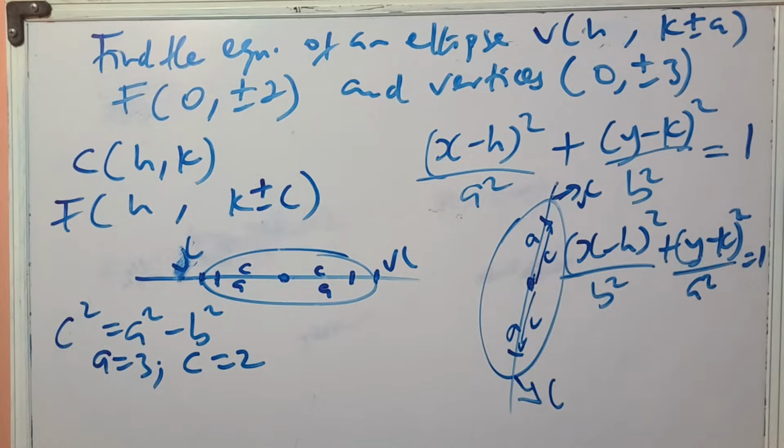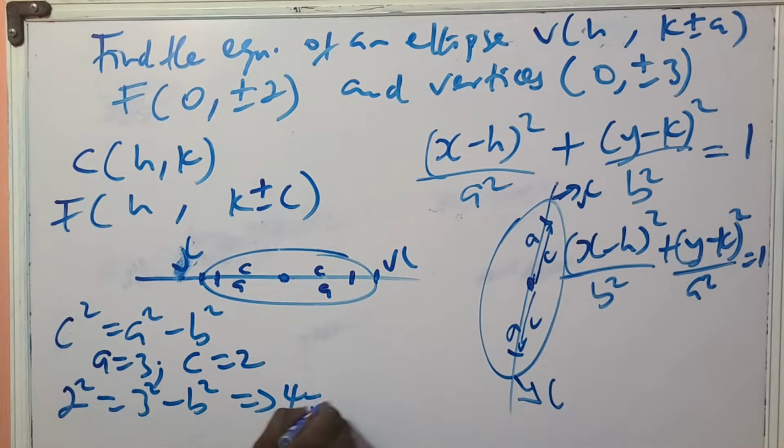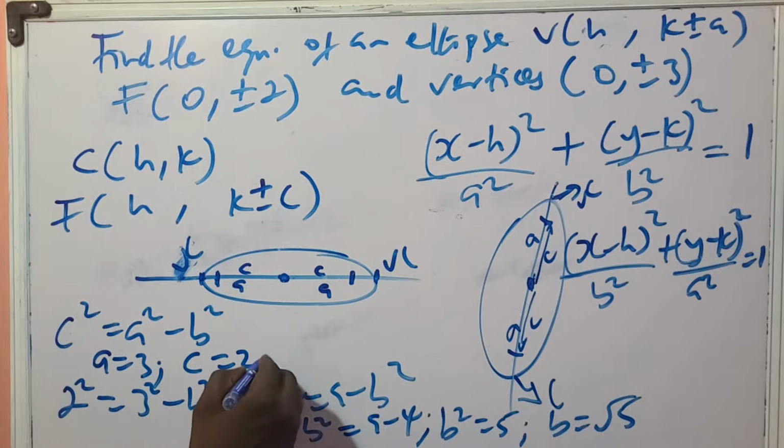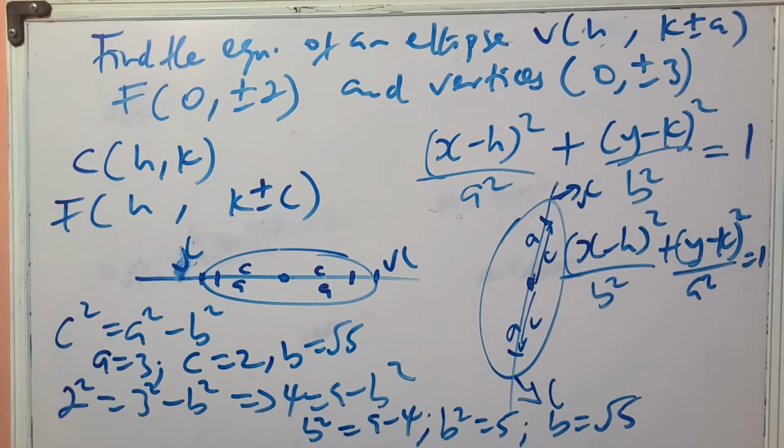So my C square, which is 2 square, will be equals to 3 square minus B square. That will be 4 equals to 9 minus B square. That means B square will be equals to 9 minus 4. That means B square is equals to 5. That means B is equals to square root of 5. So I've gotten my A, B, and C. A is 3, C is 2, B is square root of 5. Very, very fundamental to understanding the equation of an ellipse.